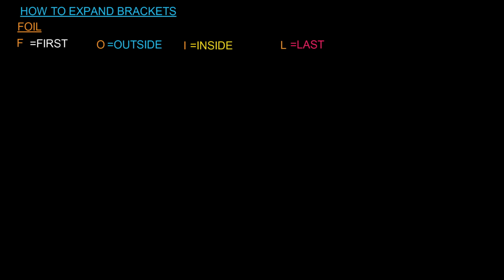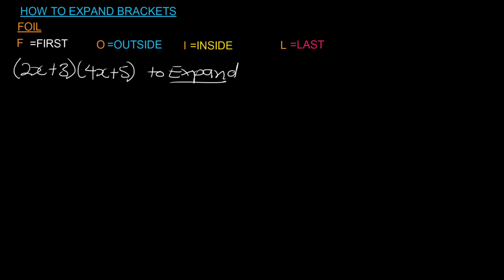In this lesson, we want to learn how to expand brackets in mathematics. We'll use the acronym FOIL. F is first, O is outside, I is inside, and L is last. So if we are given an expression to expand, 2x plus 3 and then 4x plus 5, to expand, this is the key word, we use FOIL.